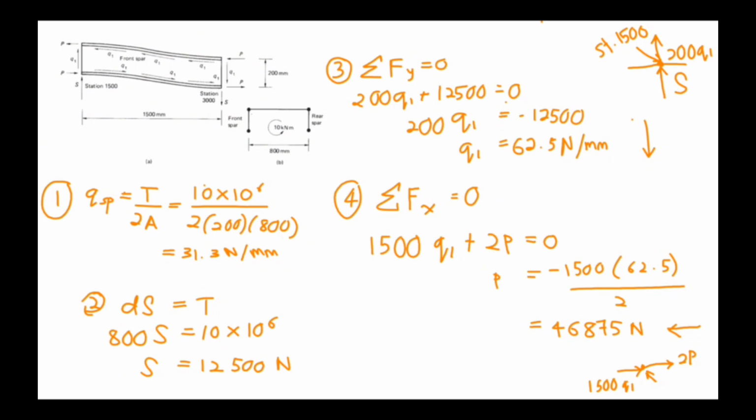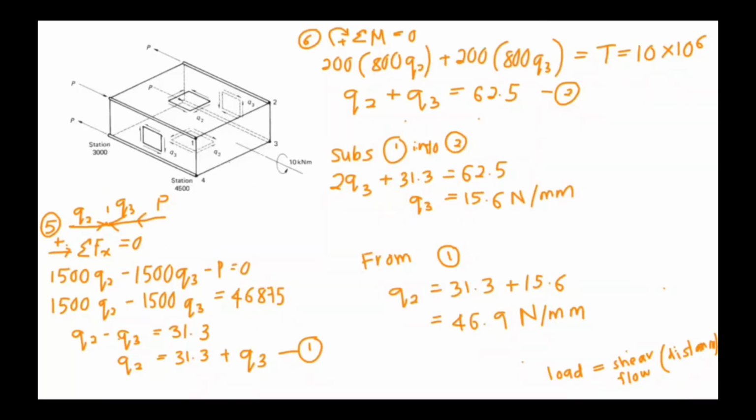So substitute the formula, which is the value 1500 Q1, the distance from station 1500 to 3000, plus 2P, is equal to 0. Then we rearrange, and we will get the flange load P is equal to 46,875 Newton. We need to find Q2 and Q3.